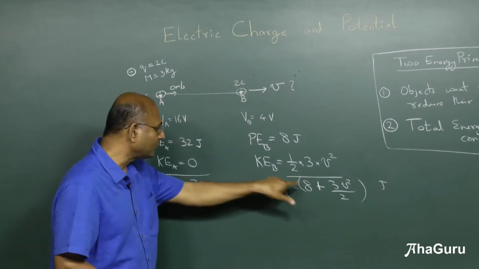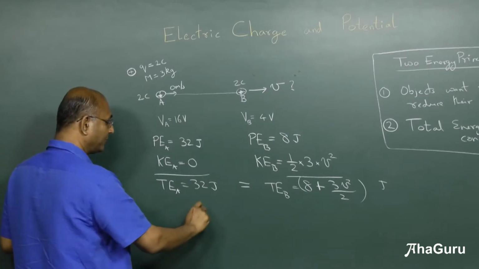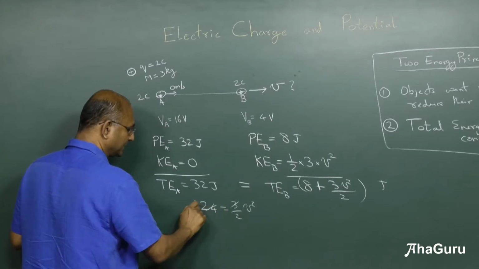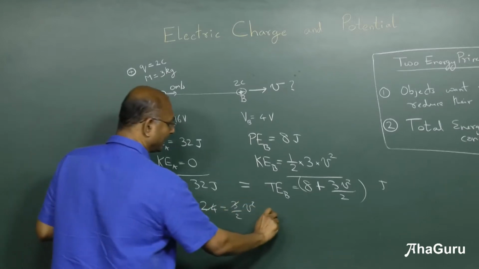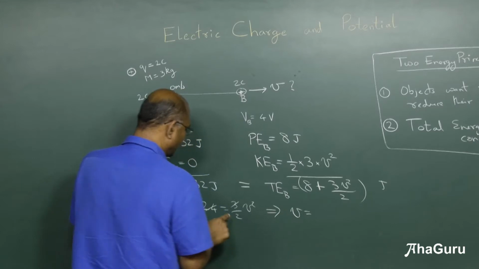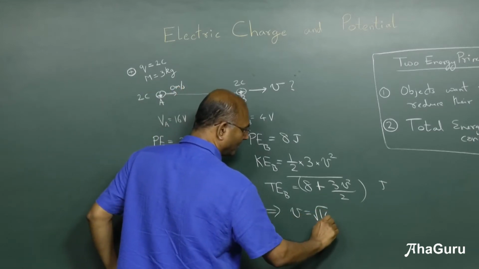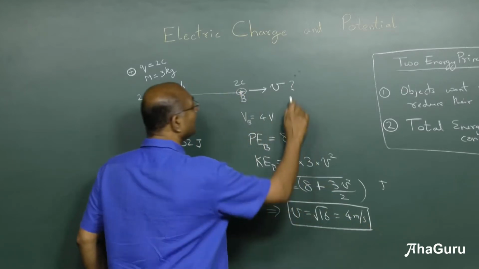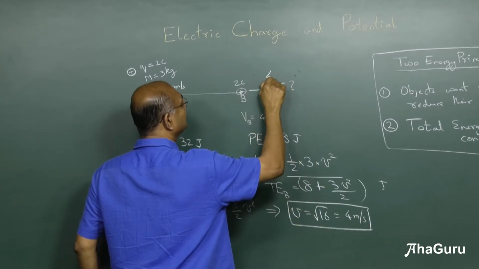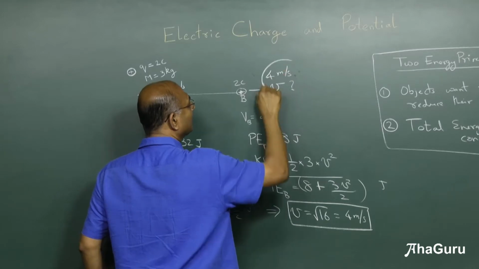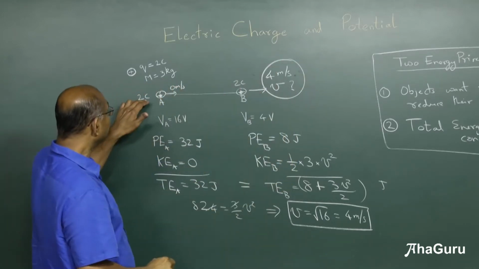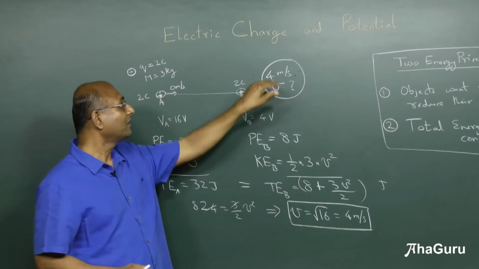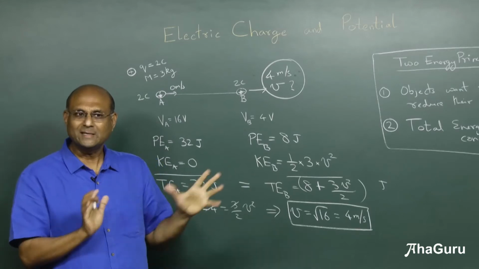Right? So what is 32 minus 8? 24 must be 3 by 2 v square. So v square is 8 into 2, 16. So that means v is root of 16, or 4 meters per second. So from this, what did we calculate? We found the speed of this particle is 4 meters per second. So when you leave it here, when it reaches this point, it reaches with a speed of 4 meters per second. So can you see how easy it is?